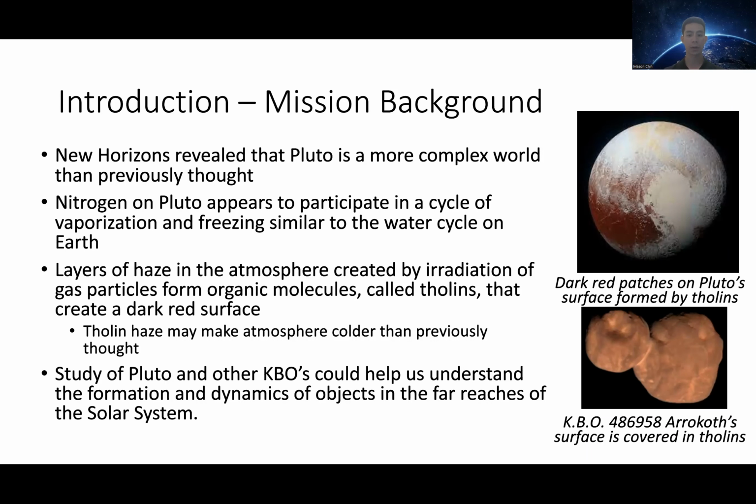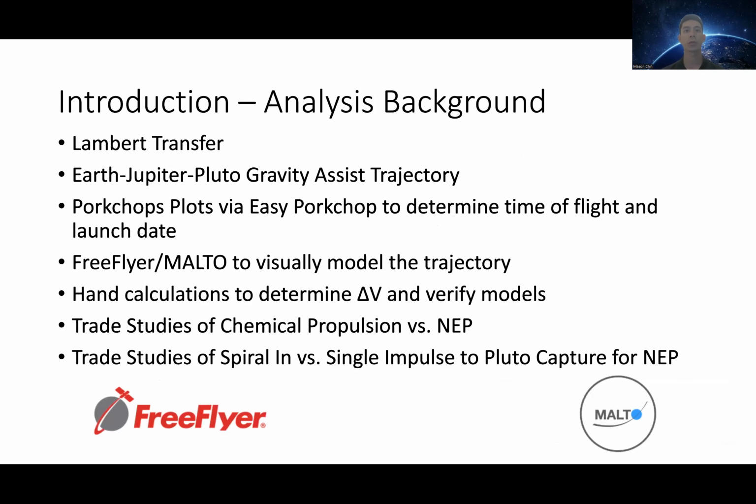And then for our analysis background, in planning this trajectory, our team used Lambert transfers and an Earth to Jupiter to Pluto gravity assist trajectory. We developed pork chop plots via Easy Pork Chop in order to determine the time of flight and launch date, and then Free Flyer and Malta were used to create visual models of the trajectory. Hand calculations were used to determine the impulse and to verify the models that were found through the use of computer programs. And development of the mission also compared chemical propulsion and nuclear electric propulsion, as well as a spiral in versus a single impulse to Pluto capture for a nuclear electric propulsion engine.